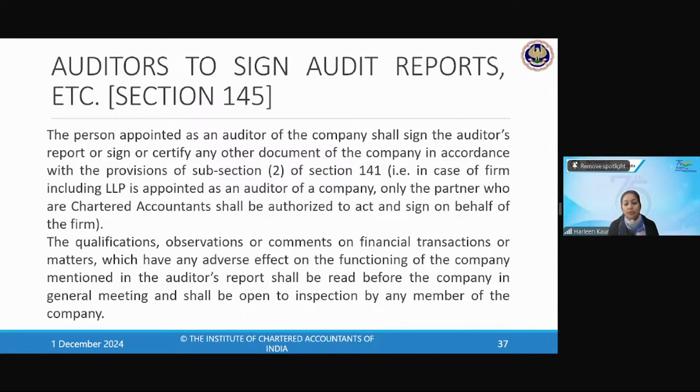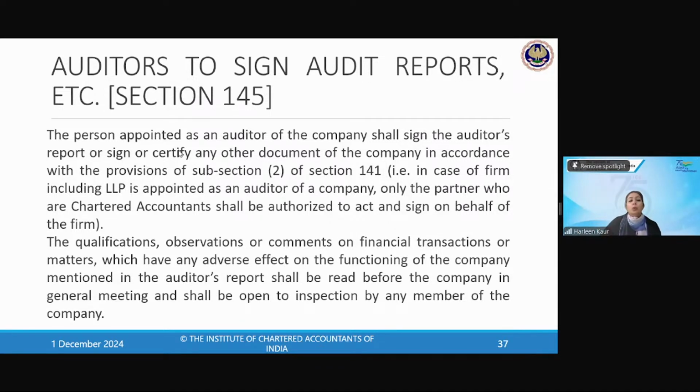145 tells you about auditors signing the audit report. So who is going to sign the audit report? The auditor is going to sign, a chartered accountant. You all, future CAs, are going to sign the audit reports if you go into practice. But what is section 145 telling you? Auditor to sign the audit report as well as other documents, etc., meaning what else they're going to sign.